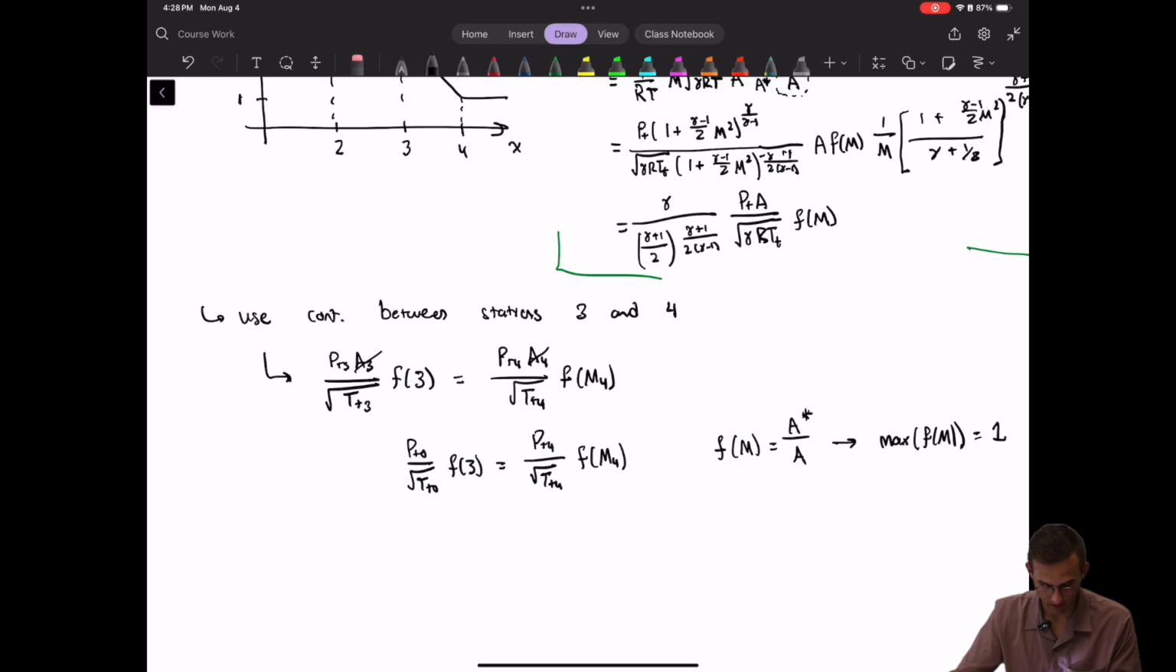If we wanted to add any more heat beyond this point, we're going to cause an issue. Looking at this relationship here, if we want to increase TT4 any further, then we would need an increase in F of M4, but that is locked at its maximum value. So then we need an increase in PT4, and in order to get an increase in PT4, a shock is going to form.